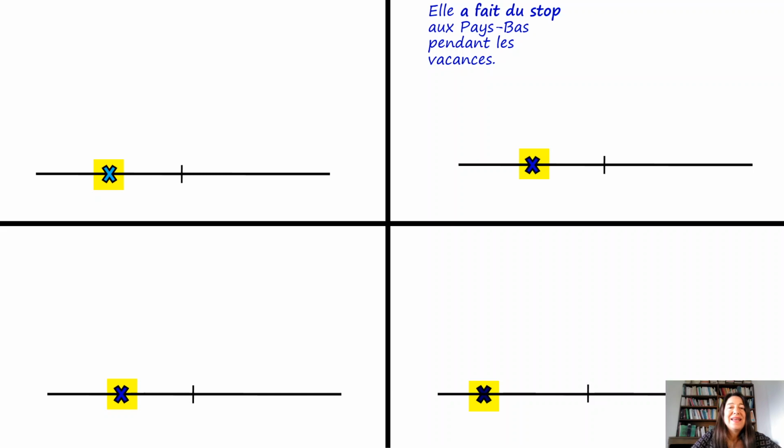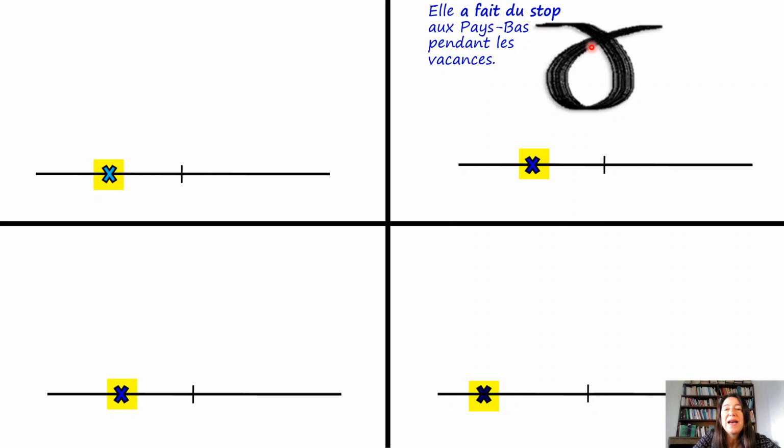If I say, elle a fait du stop aux Pays-Bas pendant les vacances, in that case, faire du stop aux Pays-Bas pendant les vacances is an action that occurred in the past. It's completely finished, but that in itself does not tell me how to express it, what tense to use with the verb, because it doesn't tell me how I look at that past action. And the way I look at a past action is what tells me which tense to use, which verb operator I need to use.